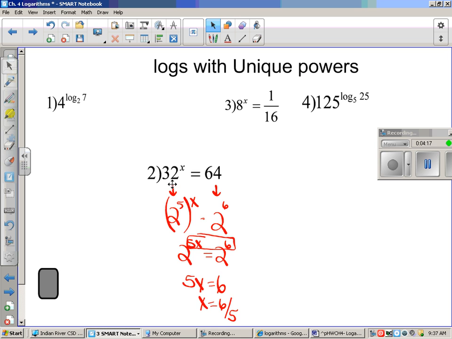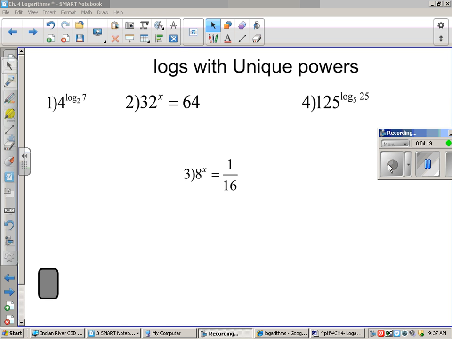Let's look at this next one. In this next one, it says 8 to the x equals 1 over 16. Why don't you go ahead and try this one for yourself? In just a few minutes, I'm going to come back, probably seconds actually, depending on how long it takes you to do. But I would like you to come back and then listen to me explain that.